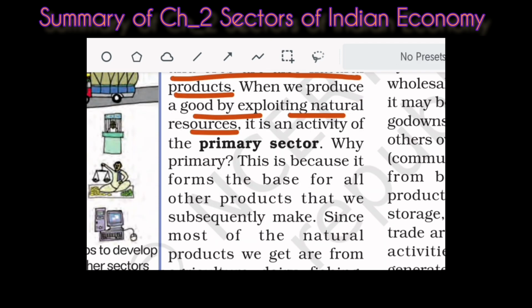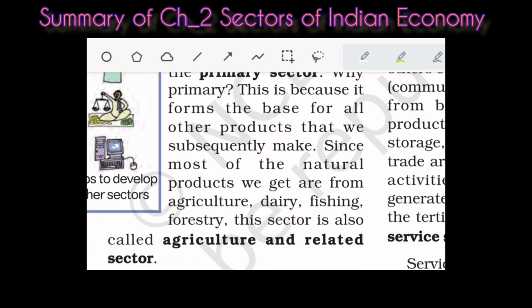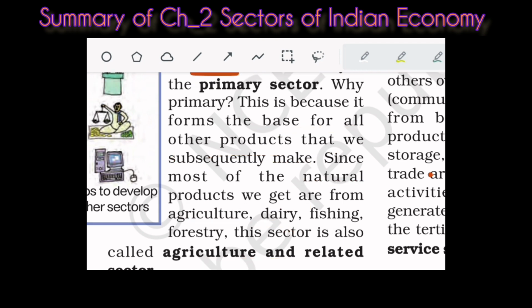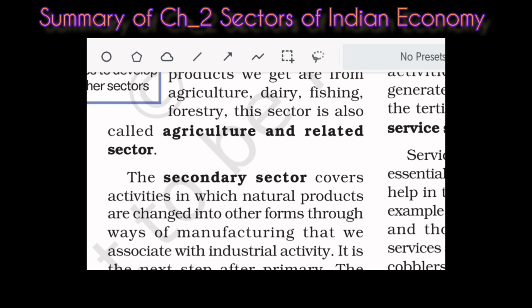Okay. So what happens now is that the raw material which we need for making a product comes from the primary sector. For example, it is the base for all the products that we subsequently make. So natural products we get from the primary sector. Okay, then agriculture, fishing, dairy products, forestry, these are examples of primary sector. So it is related to agriculture and related sectors.